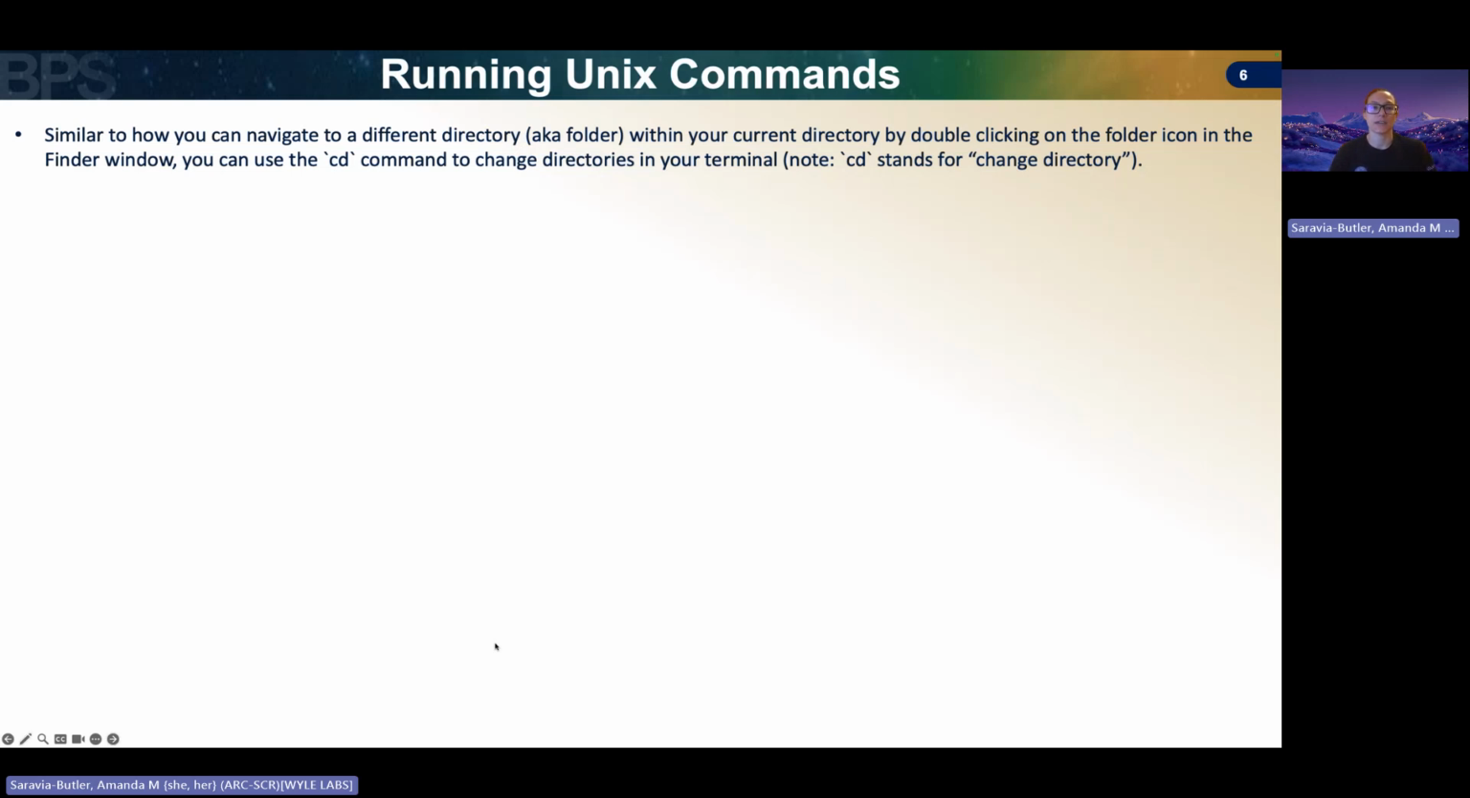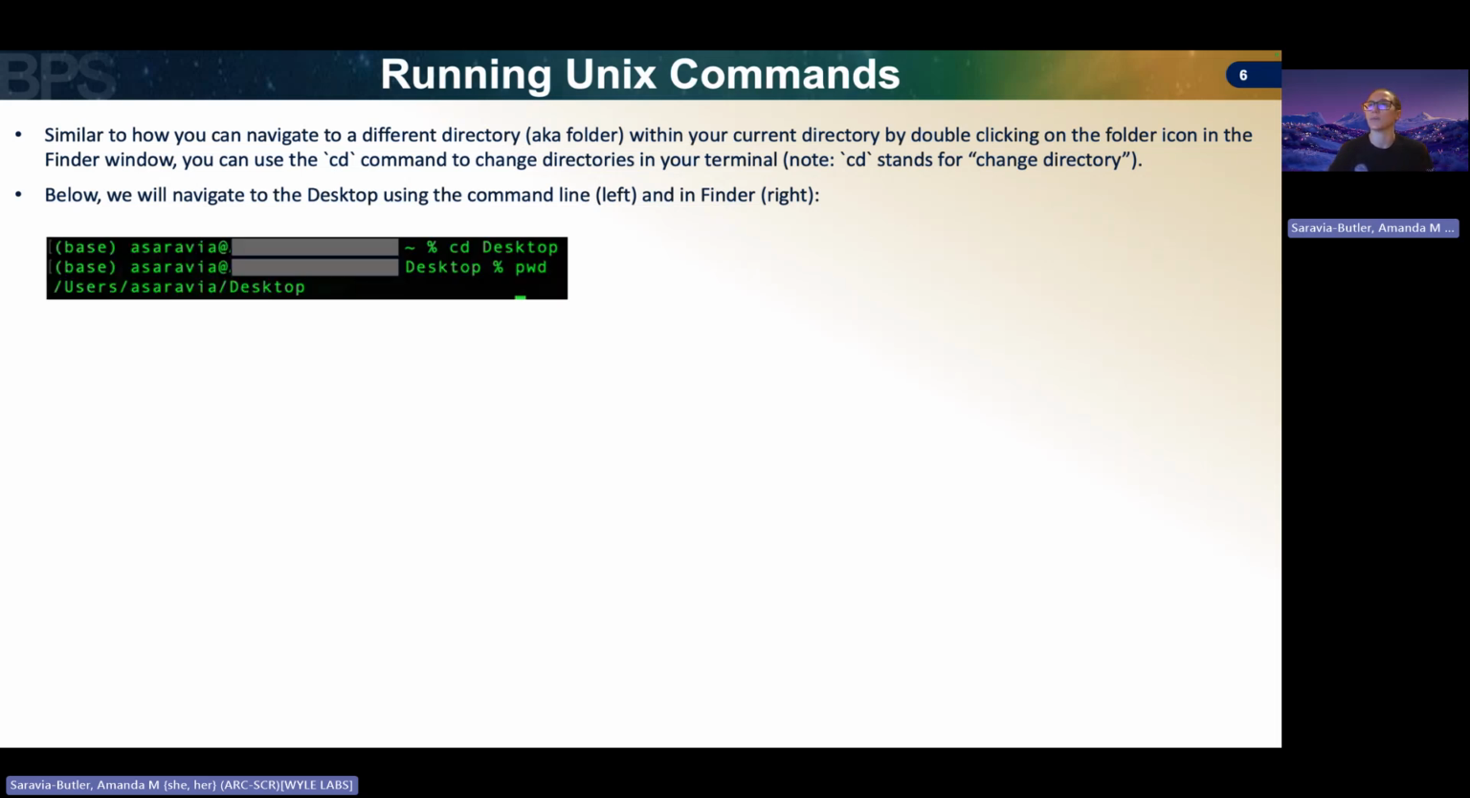Similar to how you can navigate to a different directory or folder within your current directory by double clicking on the folder icon in the Finder window, you can use the cd command in Unix, which stands for change directory, in your terminal to similarly navigate between folders. In the example below, we're going to be navigating to the desktop using the command line on the left, and then I'm going to show you what that looks like in Finder, which you are used to, on the right. Here in this command, you'll see we use the cd command followed by a space, and then the name of the directory that we want to move into. So we are changing our directory from our current directory to the desktop directory.